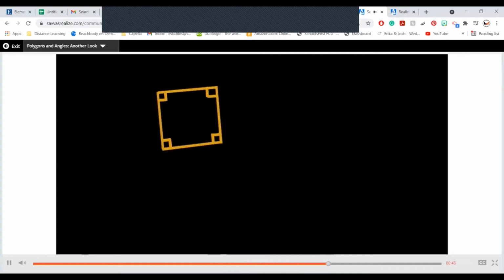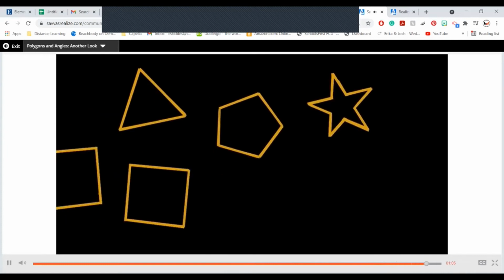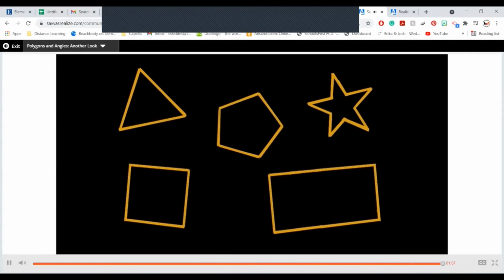Look at this square. It has a special type of angle. It's called a right angle, and it forms a square corner. Squares and rectangles have 4 right angles. So polygons are more than just cool shapes. There are a lot of interesting features to them too.